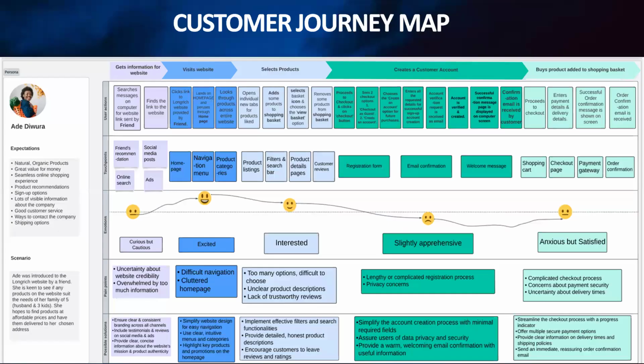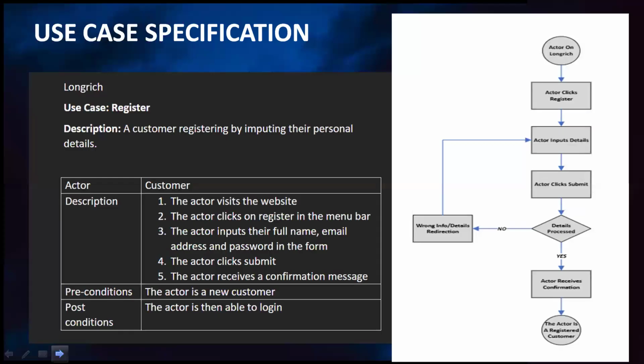Next slide, please. So this shows the customer journey map. We have a customer persona, and we can see that the customer is excited to visit the site, but slightly apprehensive to create an account because of privacy concerns, and anxious because of payment security and uncertainty. Next slide, please. This shows the use case specification, showing the actor, the description, and the preconditions and postconditions that had to be met.